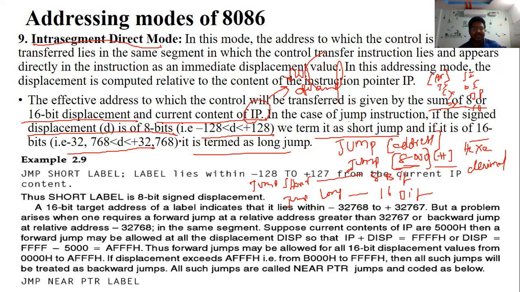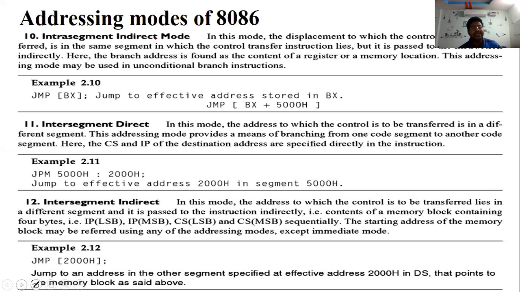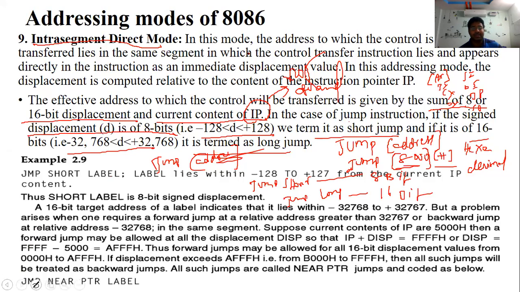And intra segment means you just write the instruction as JMP followed by an address. Within the instruction you represent some address value. Next one, intra segment indirect. You know that indirect means you represent some other register value. See this: JMP BX. What is the meaning of JMP BX? It jumps indirectly, but within the same segment. Remember, indirectly, but the same segment.